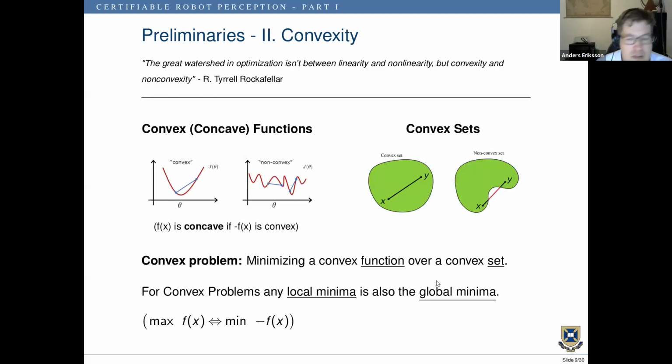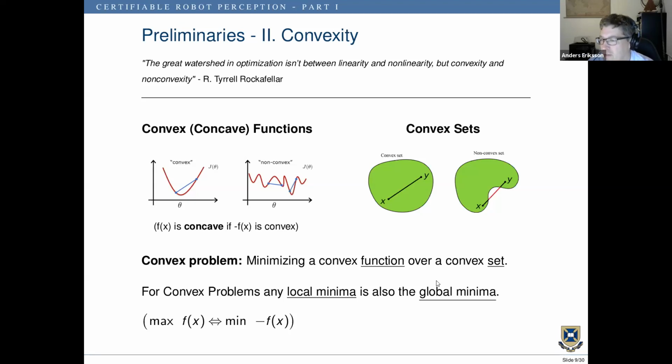Next, we have convexity. And this is perhaps one of the most important concepts in optimization, much more so than, say, linear versus nonlinear. This is a famous quote by a mathematician called Terry Rockafellar, saying something like: the great watershed in optimization is not between linearity and nonlinearity, but convexity and non-convexity. So when you talk about convexity, you can talk about it in two different ways, with two different meanings perhaps. The first one is convex functions.